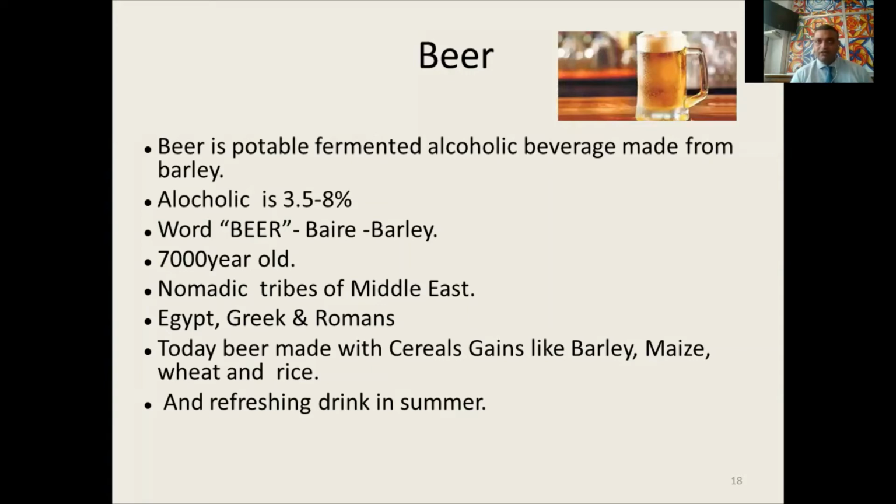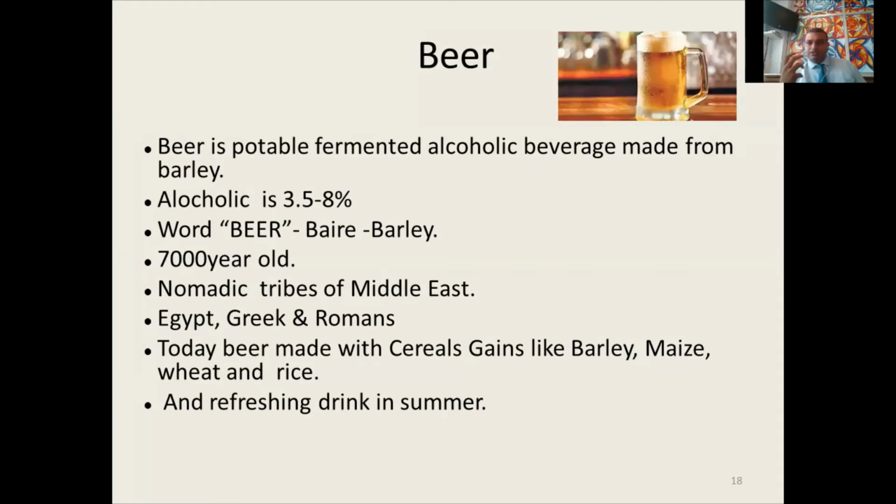At night, because of the moisture level in the air, the moisture fell on the barley, which is nothing but water. The barley started absorbing the water and started germinating. The starch was converted into sugar in the barley, and you might see sprouts coming. These tribal people understood that this barley had gone off and could not be used for general consumption.